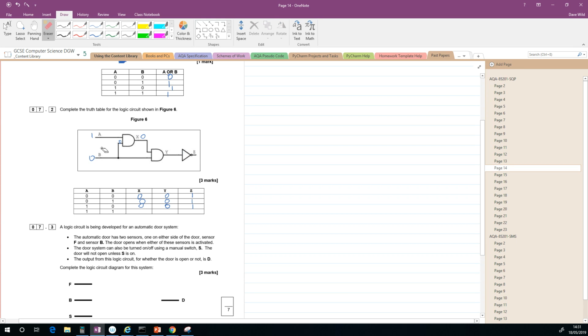And then finally, we've got a 1 and a 1. So we've got a 1 here, a 1 here. That 1 will go all the way to there. This 1 will come up here. This will be a 1 from here. 1 and 1. Well, both are 1s, so the output is a 1. So X is 1. Therefore, there's a 1 here. There's a 1 and a 1 coming out of here. 1 and 1 is also 1. So Y will be 1. And then it will NOT this to be a 0.